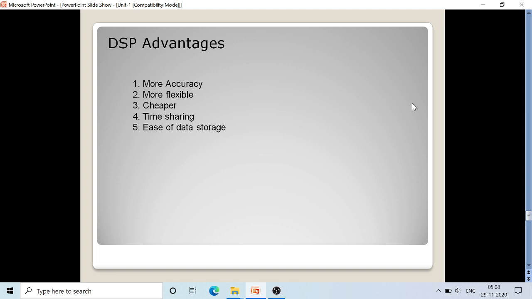Coming to the cost, DSP realization or digital realization is cheaper. Now coming to time sharing, here the cost of processing a signal is reduced as it is shared among a number of signals. Ease of data storage: a digital signal can be stored on magnetic media without loss of fidelity. So a digital signal is easy to store.